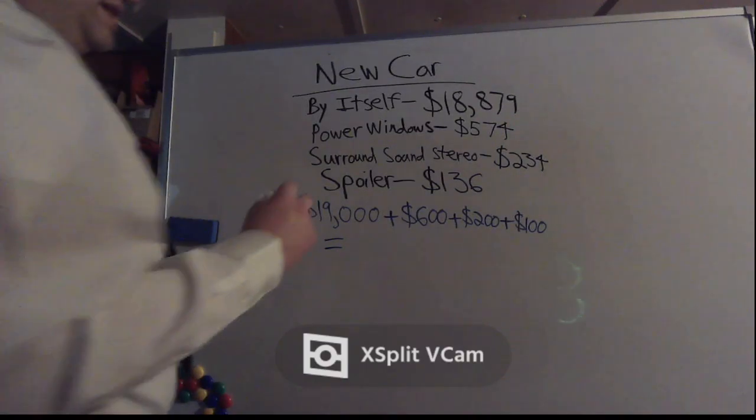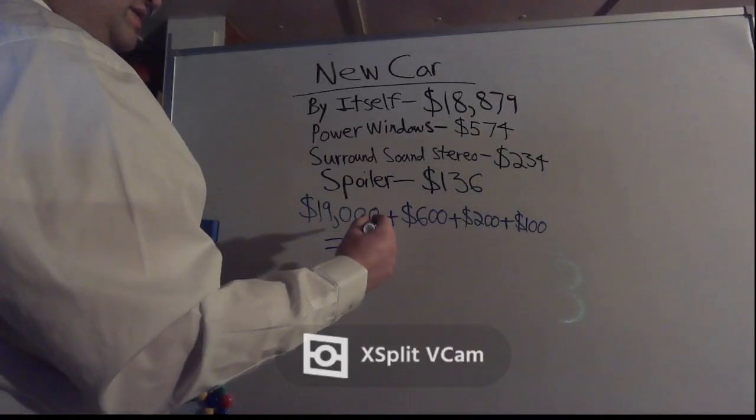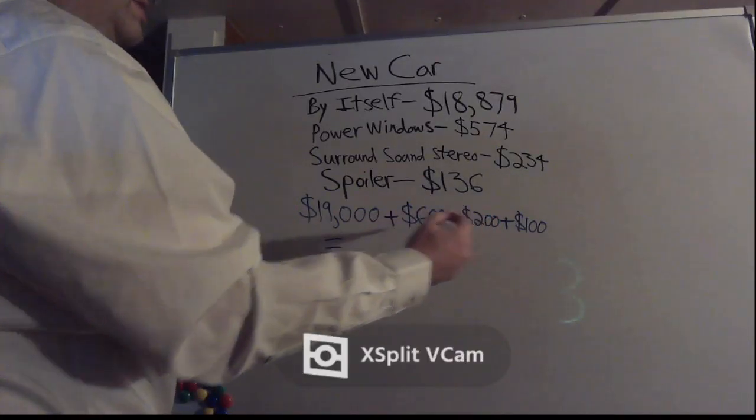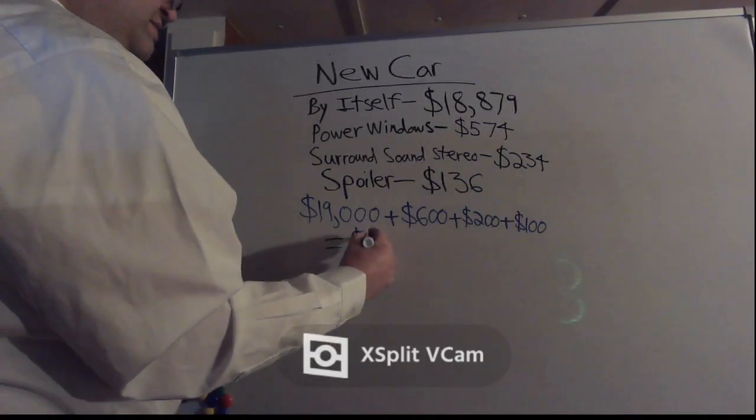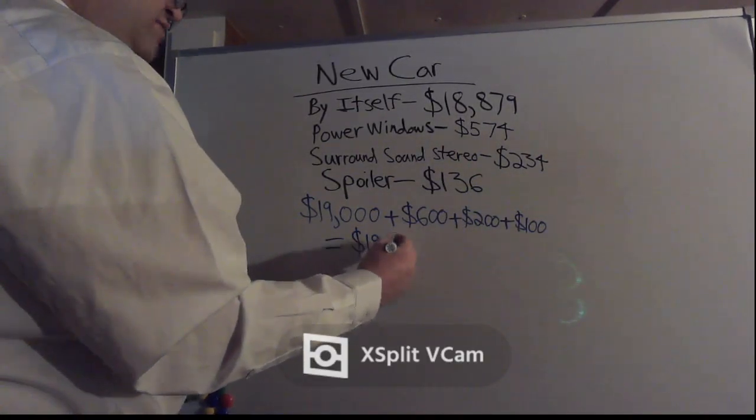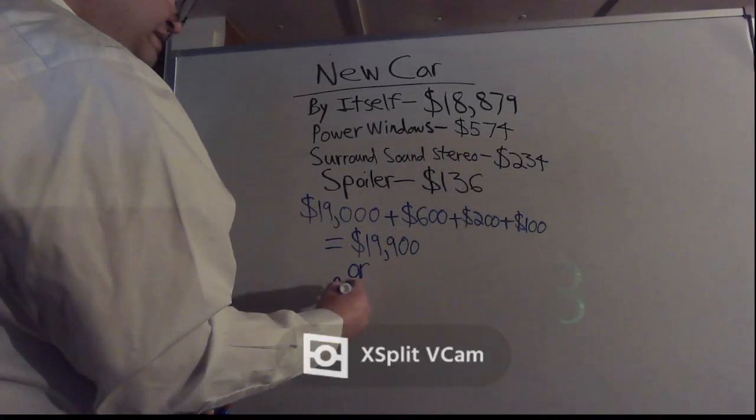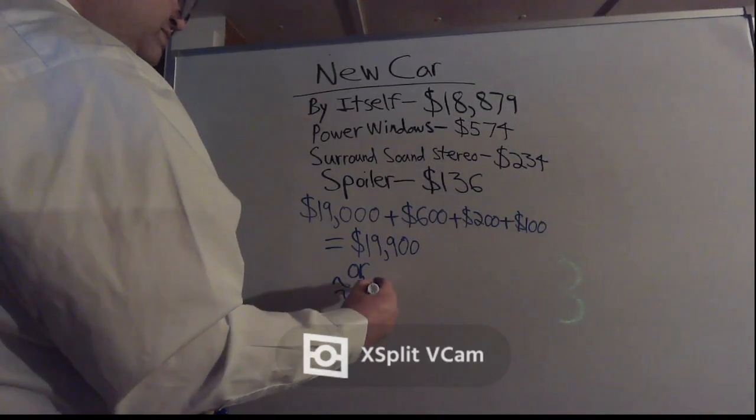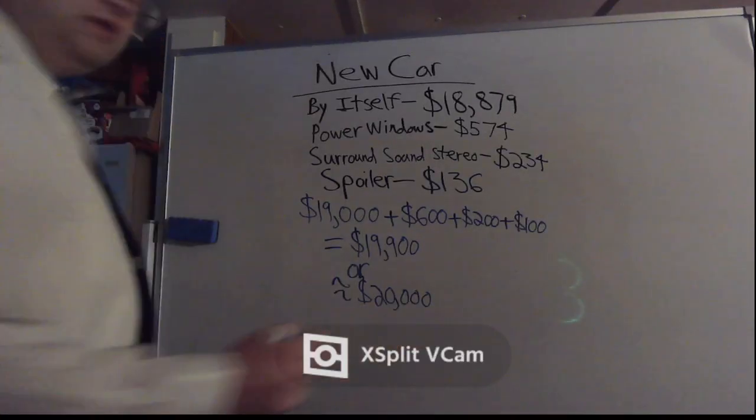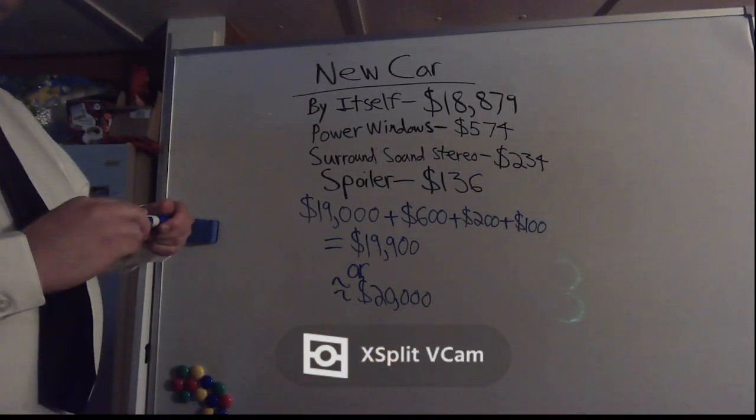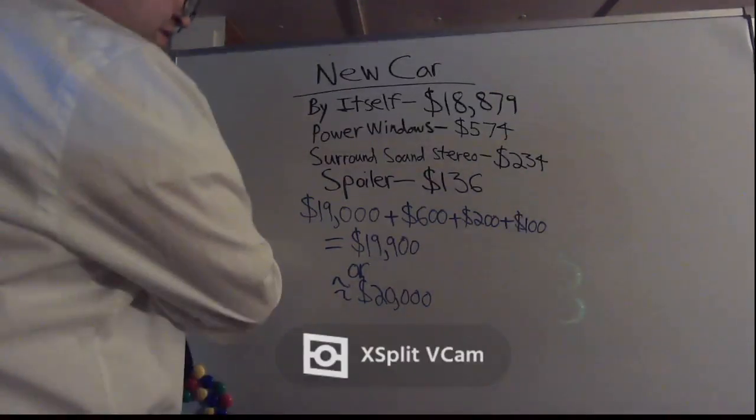So you can do the 19,000 plus 600 is 19,600, plus 200 is 19,800, plus 100 is $19,900, or approximately $20,000. You can round to the nearest 1,000 by the time you're done. By the time you add tax, title, fees, all those types of things, you're probably looking at closer to $20,000 if you want to get everything this offers.